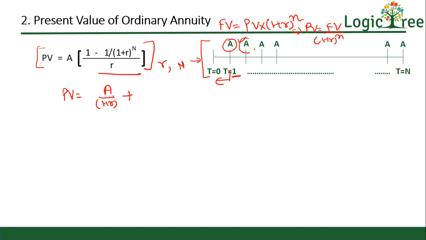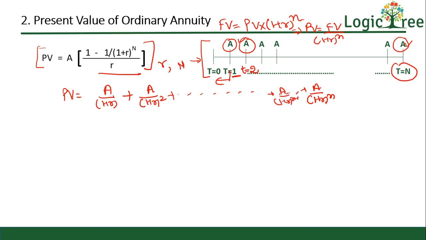While the present value of the second cash flow that I will receive or pay at the end of T is equal to 2, that is after the second period, will be A upon 1 plus R square. Continuing further till T is equal to N. So the present value of the cash flow at T is equal to N is given as A upon 1 plus R raised to the power N. Even if I write one more term, it will be in this form.